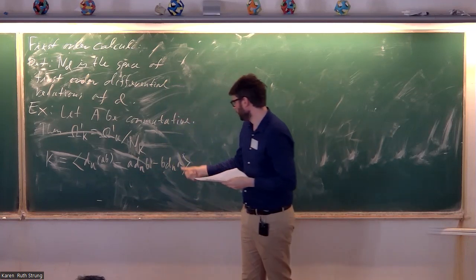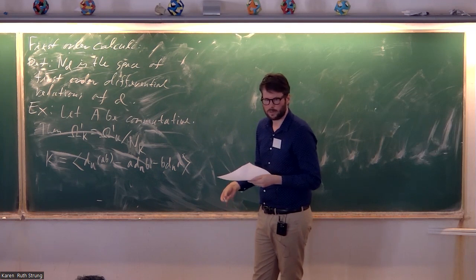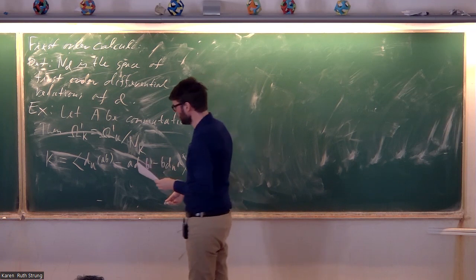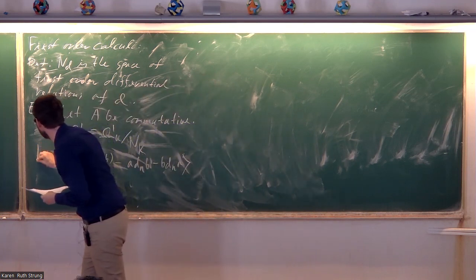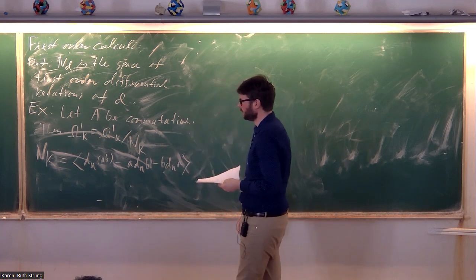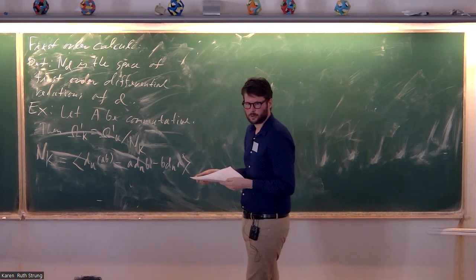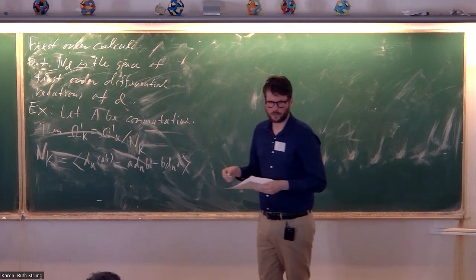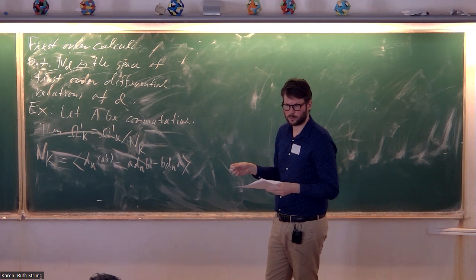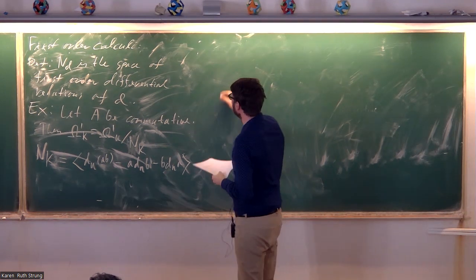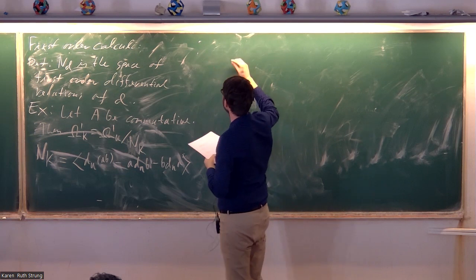And when I write angle brackets, I usually mean generated as a left or right module. Sorry, this should be NK. And this is the initial object for calculi over commutative algebras which satisfy the commutativity property, so they're central calculi. It's very important in algebraic geometry, for instance.